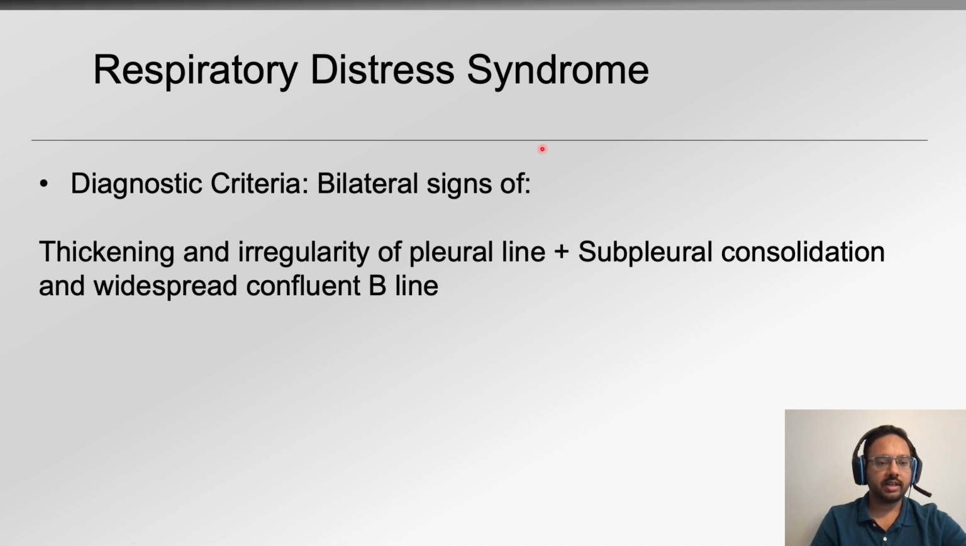Because it is a disease that is asymmetrical, you will see signs that are bilateral, but maybe a little bit more predominant in one part of the lung than in the other. You would see thickening and irregularity of the pleural line, plus subpleural consolidation and widespread confluent B lines. There will be just B lines everywhere. So let's look through some pictures which help us with that.